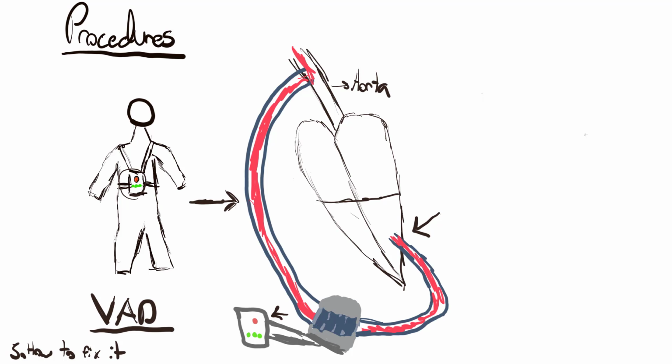VADs are a very specific thing. There's whole departments that are dedicated to patients who have ventricular assist devices. There's a bunch of different types of ventricular assist devices, and making sure these patients have a good quality of life is really important. So as you can see, it comes out of the left ventricle to the pump here, and then it goes up to the aorta. So it kind of just bypasses the work of the left ventricle for them.